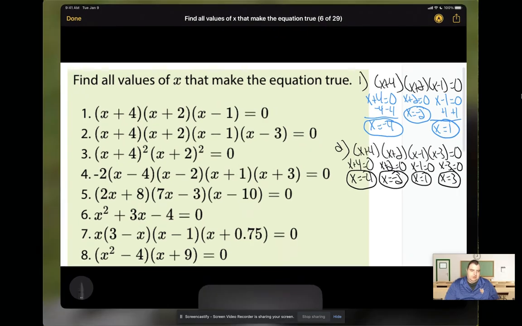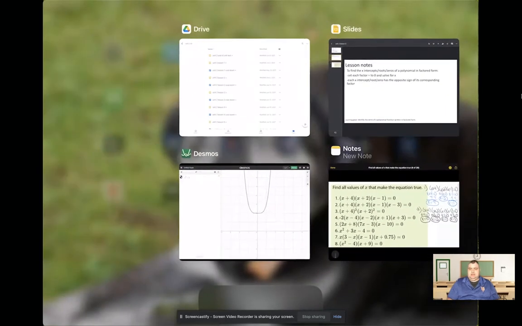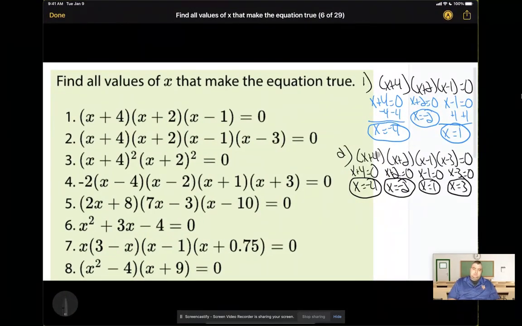I want to call your attention back to the lesson notes for a second. I mentioned in the lesson notes that each x-intercept has the opposite sign of its corresponding factor. This is what I meant by that. In number 2, notice I have x plus 4, but my x-intercept is x equals negative 4. X plus 2, x equals negative 2. X minus 1, x equals positive 1. So that is what I mean by each x-intercept has the opposite sign of its corresponding factor.